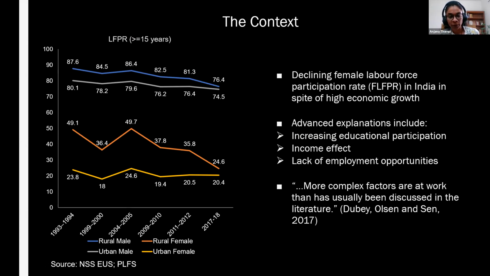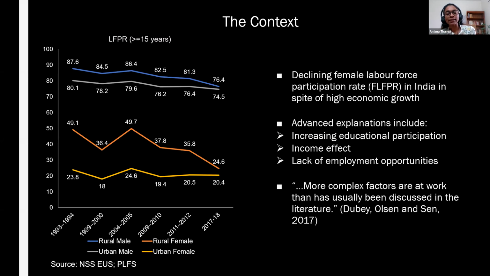There have been quite a few explanations advanced to try and understand this. One of them is that young women have been participating a lot more in higher education, and so they've withdrawn from participating in the paid workforce. That does explain it to some extent, but not completely. Another explanation that's been relied on quite a bit is the income effect, that there have been rising real incomes of households over time, and women have voluntarily withdrawn from the paid workforce.